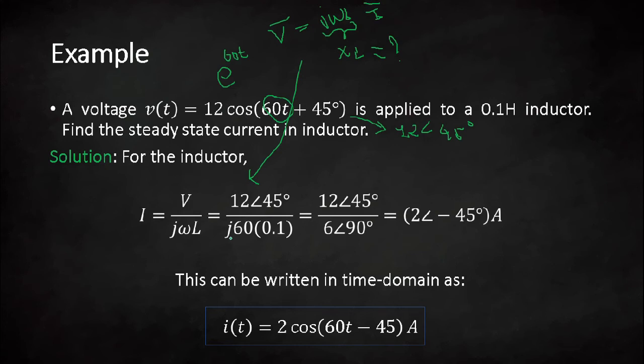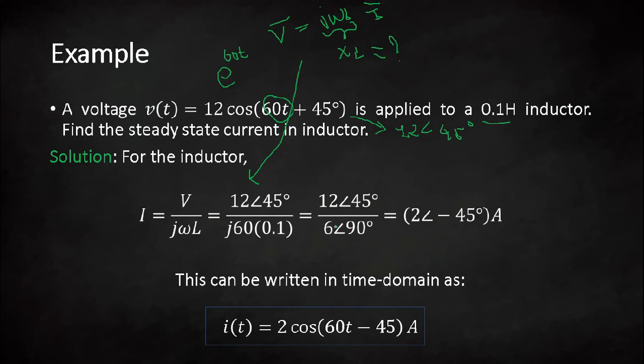And what is j omega L? The angular frequency omega is 60, and the value of the inductor is given as 0.1 Henry. So you multiply 60 by 0.1, and it will be 6. Since the imaginary part is there, in the imaginary axis the angle will be 90 degrees, so it can be easily converted into 90 degrees. So we are converting the rectangular form into phasor form. That is the advantage.